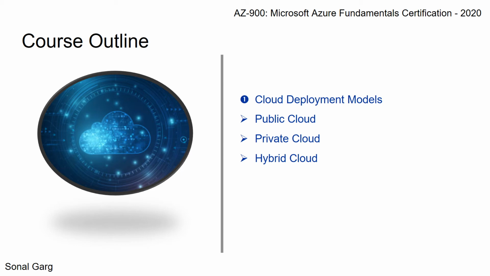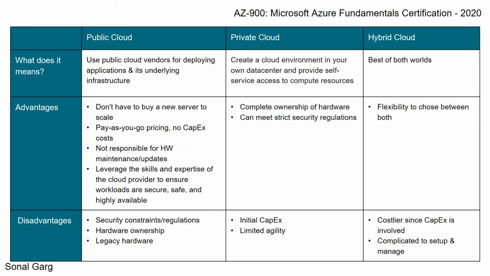So in this lecture we will talk about the different cloud deployment models. We will talk about public cloud, private cloud and hybrid cloud. So let's start with public cloud. In public cloud, you're using the public cloud vendors to deploy your application and its underlying infra. So you're using public cloud vendors like Google, Microsoft and Amazon to deploy your applications.